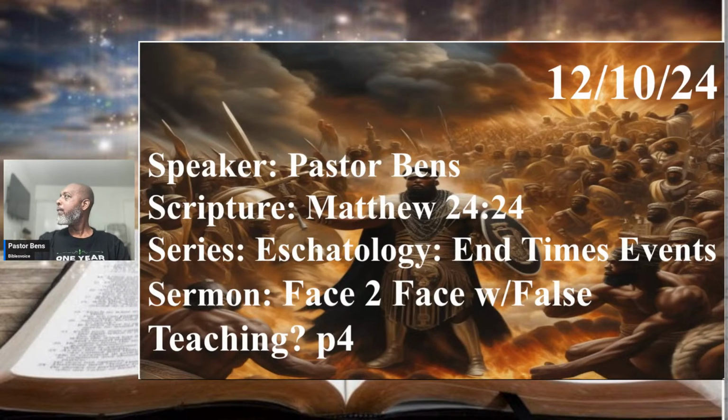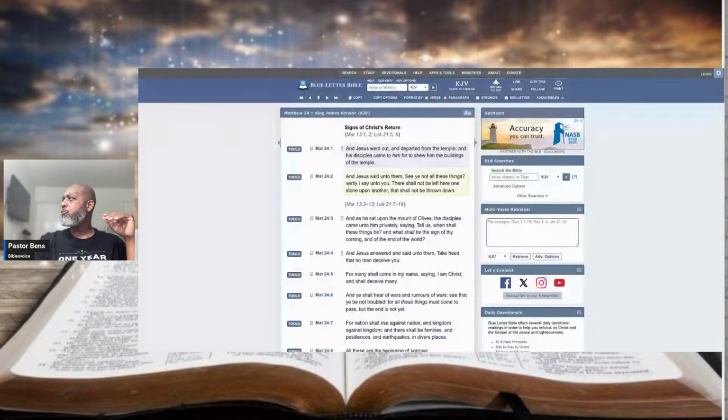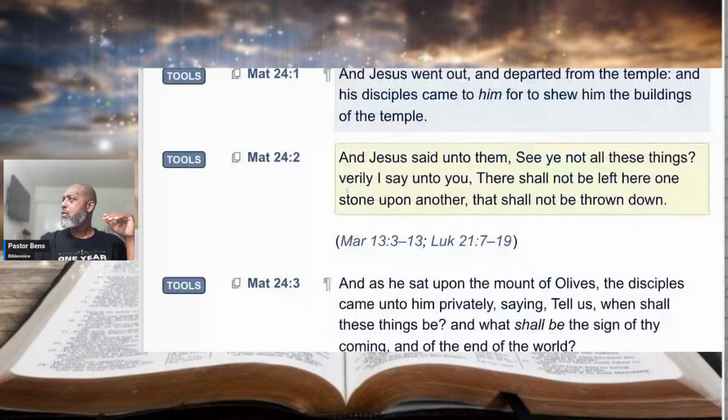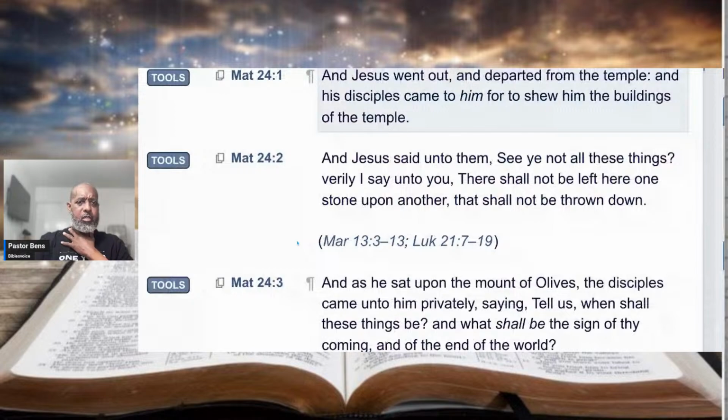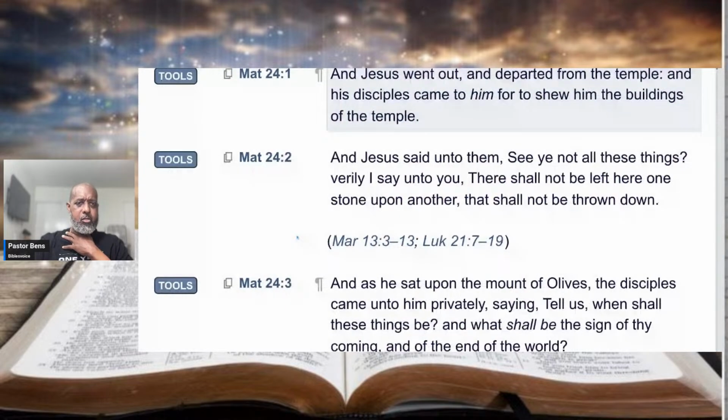Right? So we're in Matthew chapter 24, and we're going to drop down to verse 24. All right? Matthew 24. And I love Matthew 24 when we're dealing with this topic that we're dealing with tonight. Matthew 24, and we're going to go all the way down to verse 24.